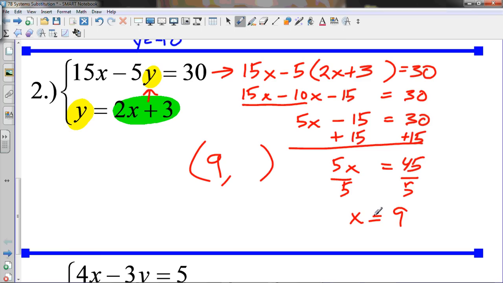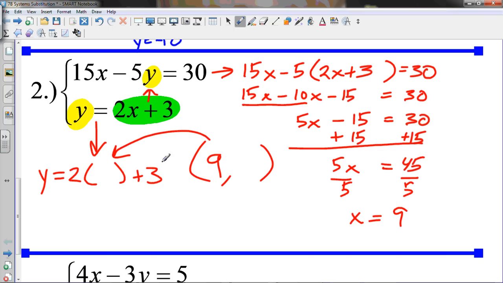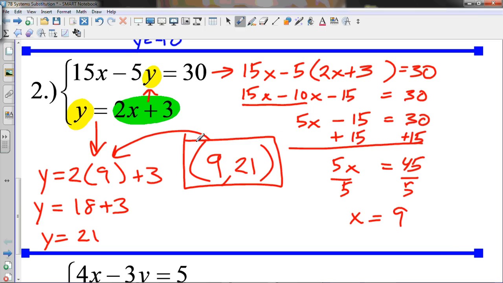Now again, we don't have to solve for x first. So it so happens that it was easy to get rid of the y's here. So now let's solve for y. So I'm going to take this equation and say y is equal to 2 times x plus 3. And in this case, 9 is equal to x. So put 9 in, and we get 18 plus 3. And y is equal to 21. So the answer is 9, 21.